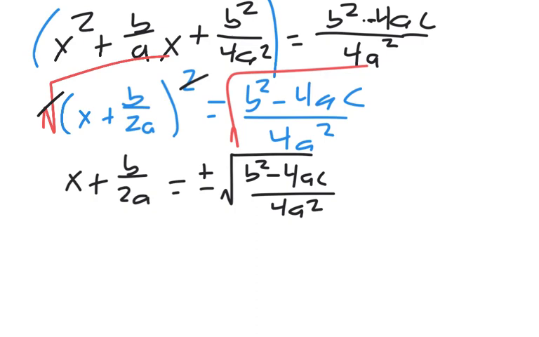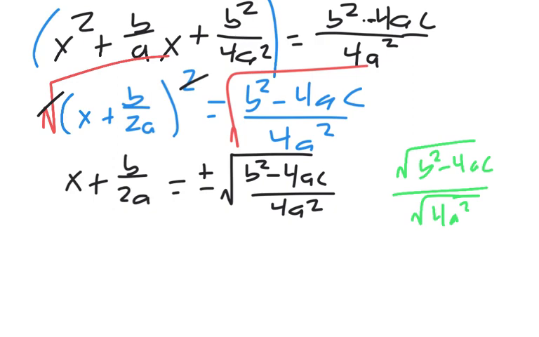Now here's a little thing we haven't worked on much. If I'm taking the square root of a fraction, I can write that as the square root of the top over the square root of the bottom. The reason I might want to do that is because the bottom is a perfect square.